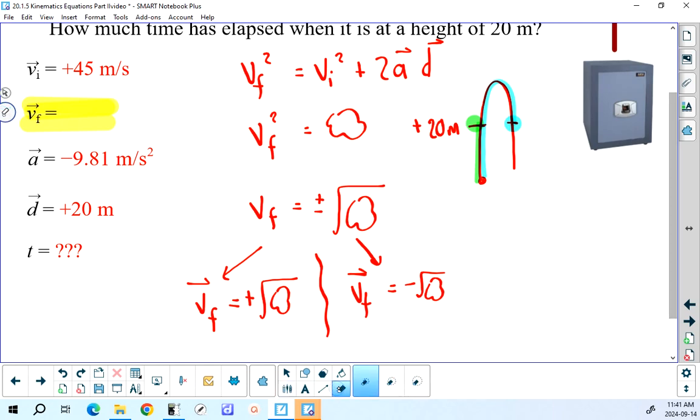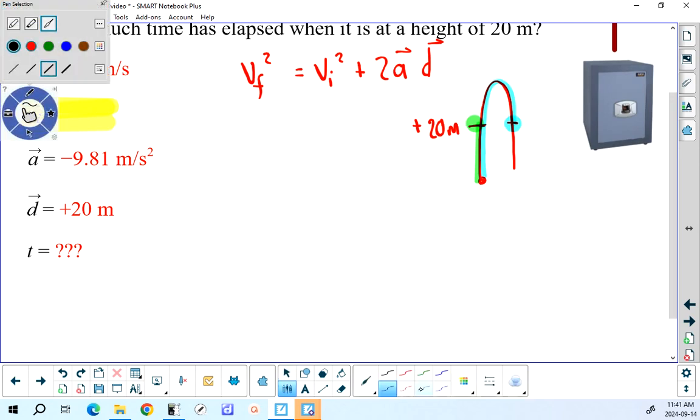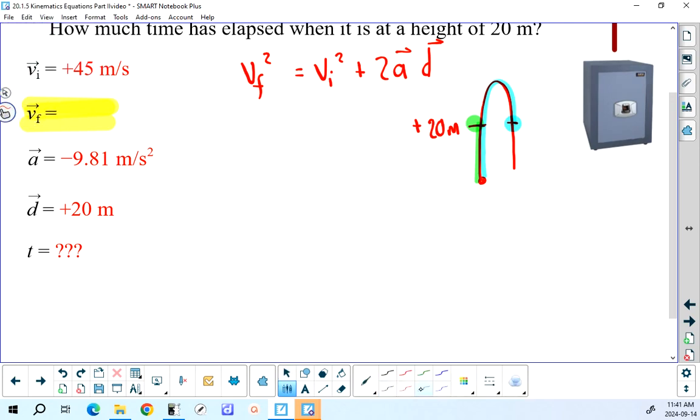So what I'm going to do is erase this so that we can put the numbers in. Let's see, what we're going to have is VF squared. Well, we're after VF, right? Equals VI squared, so we'll have 45 squared plus 2 times A, which is negative 9.81, times D, which is positive 20. So it's just a matter of me putting this into my calculator.